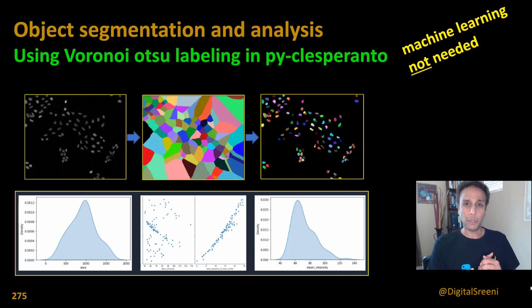And it's pretty straightforward. All we are trying to do is find where the objects are, by finding the maxima within each object and then applying voronoi to divide our image into different regions. And within each region, we're trying to segment the objects, and that's how we get object segmentation.